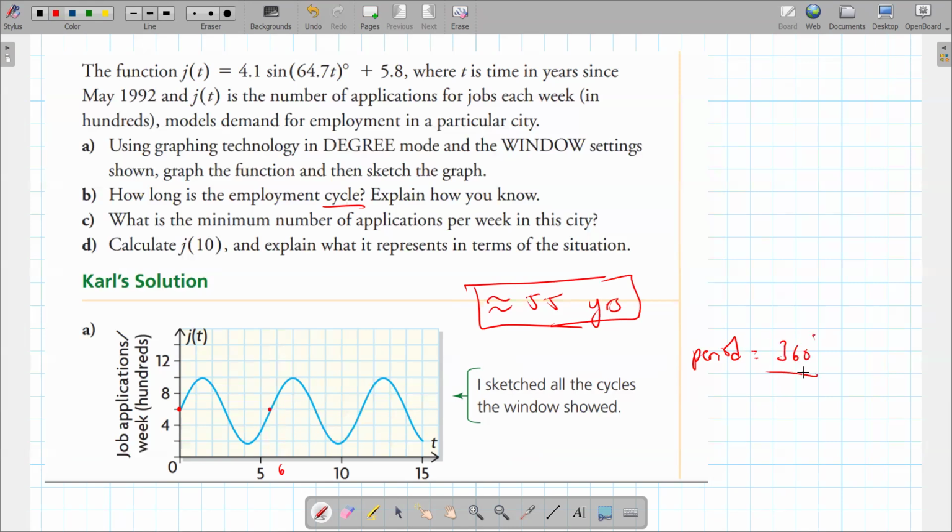What's the k value here? Is there a k value? Is it given in the question? It's 6. K value is 6? No. Where'd you get 6 from? This is your A, 4.1. This is your K, 64.7. Your D here is 0. That's T minus 0, so there's no horizontal shift. We could have also seen that because it's a sine function that starts in the middle.